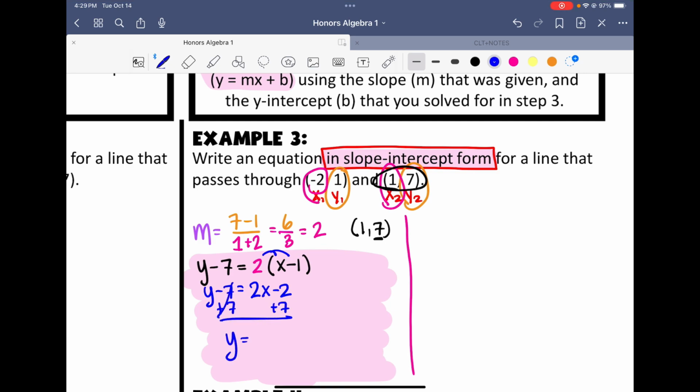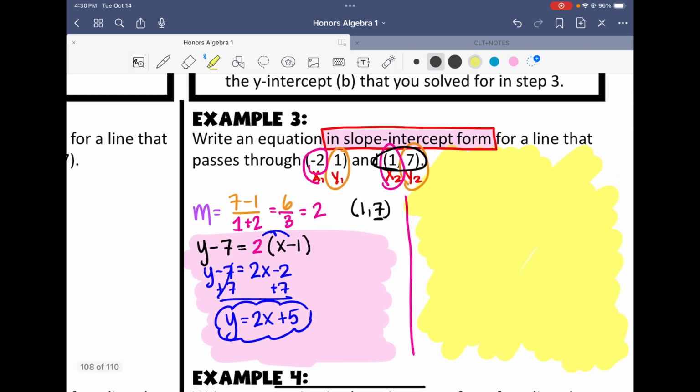And I get y equals 2x plus 5. So that's if we go the pink route. If we go the yellow route, which I did tell you guys I would show you how to do, here's the yellow path, where you don't have to know the new parts. You just have to know y equals mx plus b.